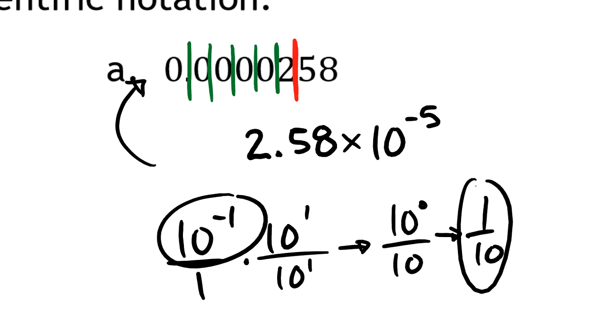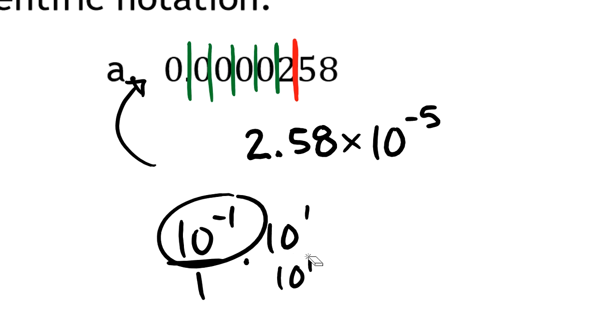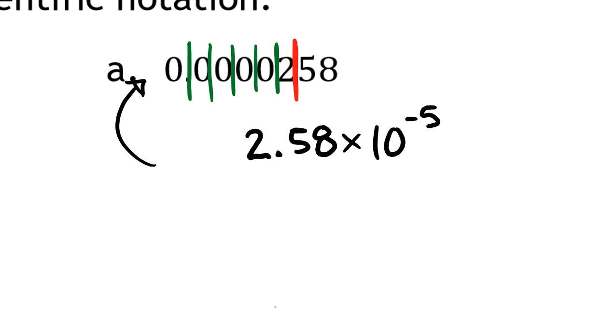I'm dividing by 10. And you can see as I divide by 10, each time I divide by 10, I'm moving from that starting point where the red line is back to where the decimal was supposed to be at the 2.58. So let's try that technique again for B.